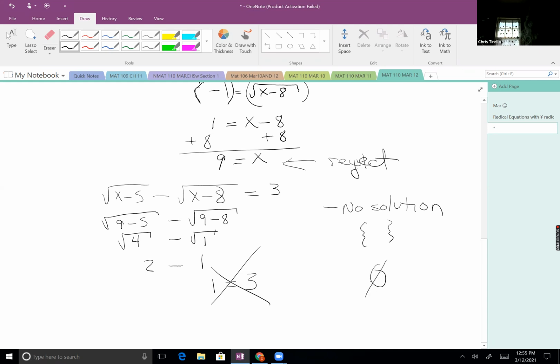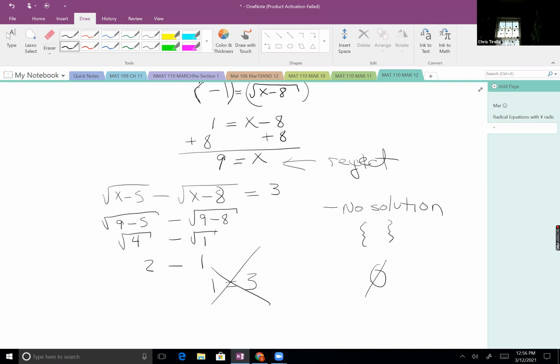We can have the braces with nothing, or we can have the symbol for the empty set, the 0 with a slash through it. And so again, there's a lot of work that goes into these, squaring it twice. None of it too hard, but there is a lot of work. And it's always important that we do that check at the end, because sometimes we get extraneous roots.